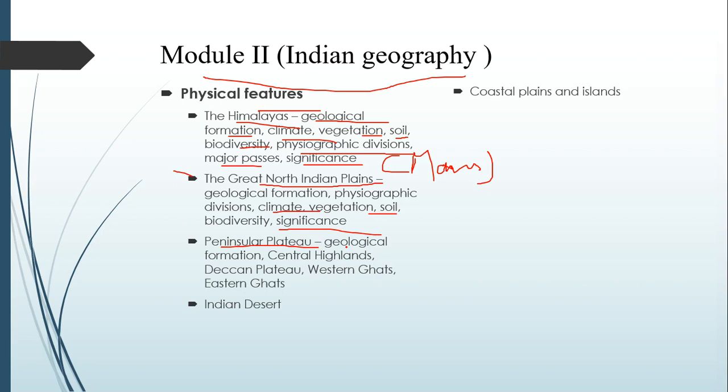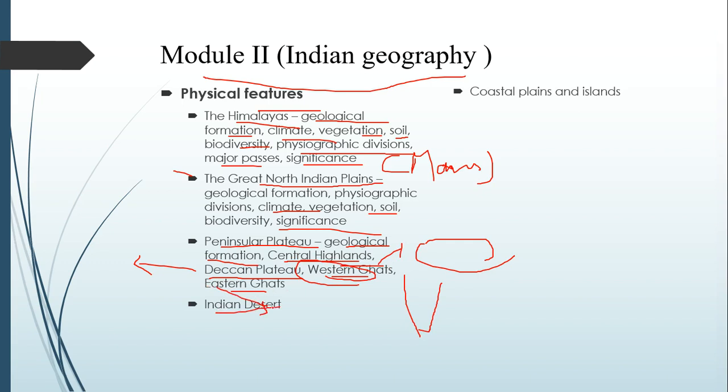Then Peninsular Plateau, the geological formation of the Peninsular Plateau, Central Highlands, the Bundelkhand portion, that is Central Highlands. Then the Deccan Plateau, formed by the lava eruption, Western Ghats of India, Eastern Ghats of India, how they originate, and the biodiversity of Western Ghats and Eastern Ghats, and then the Indian deserts, that is Thar Desert, and the coastal plains of India, that is the coastline of India, Gujarat, Maharashtra, Goa, Karnataka, Kerala, Tamil Nadu, Andhra Pradesh, Kolkata, and the islands, that is Lakshadweep Island and the Andaman and Nicobar Islands.